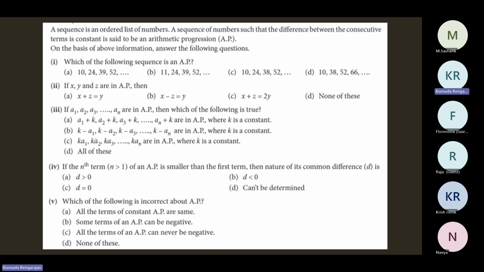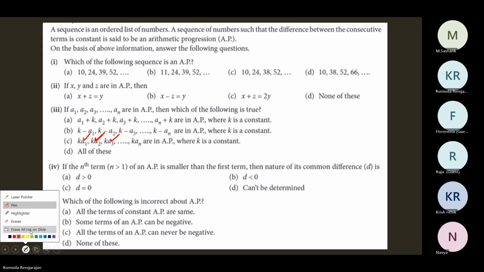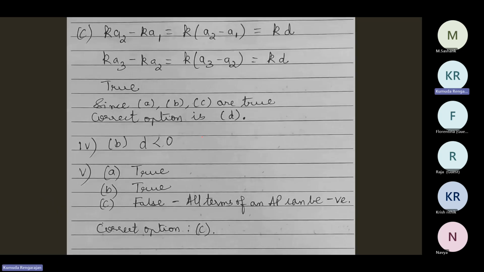Here also, second term minus the first term, then third term minus the second term. A2 minus A1 is D, A3 minus A2 is D. So you get K into D, K into D. So it's the same. So in the sequence in C, the second term minus the first term is the same as the third term minus the second term. So here also the sequence forms an AP. So all of these is the correct option.